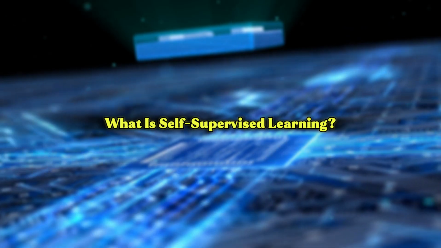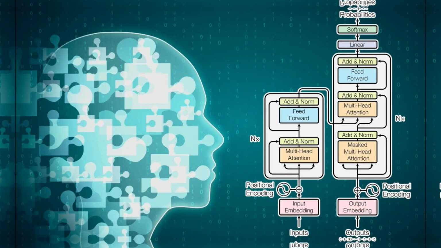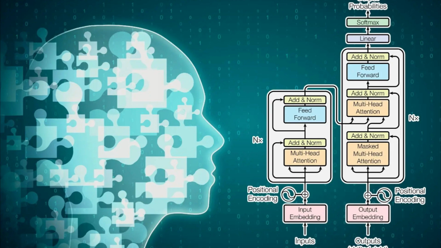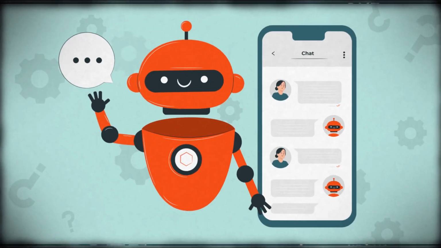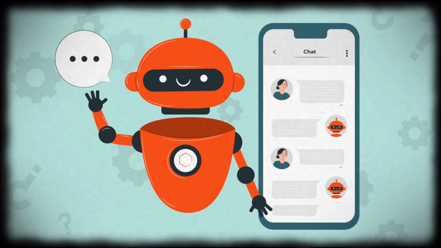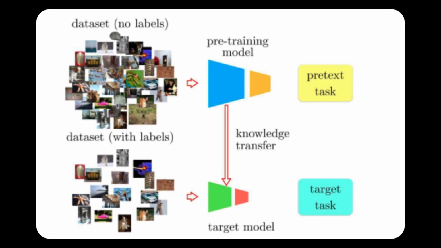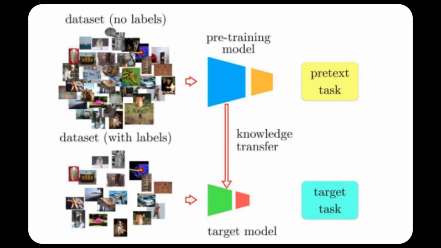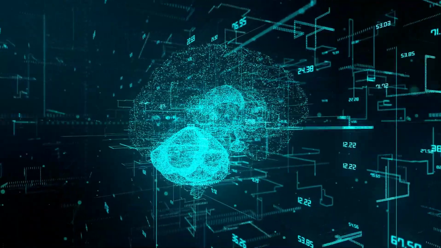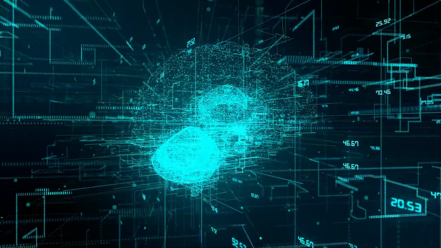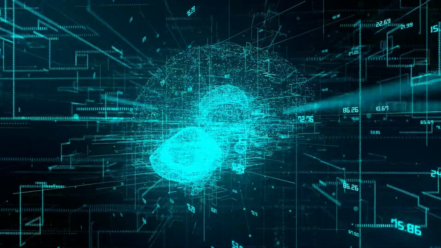What is self-supervised learning? Self-supervised learning is widely used on text data to train the large language models behind technologies like chatbots. Unlike traditional methods that depend on human-labeled examples, self-supervised learning uses the data itself to generate labels. For example, we can remove certain words from a sentence and ask the model to guess the missing words, or task it with predicting the next word in the sentence.